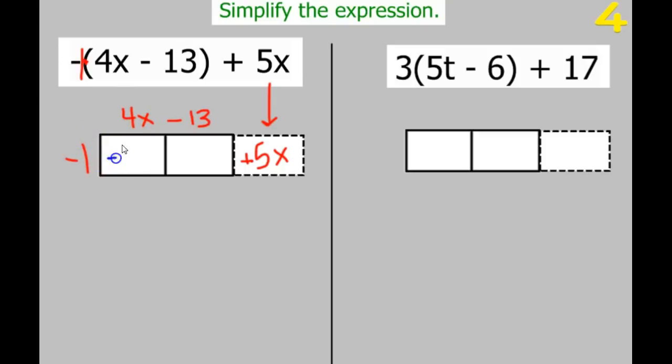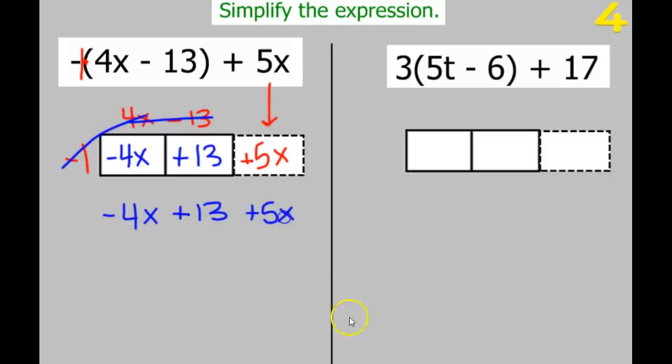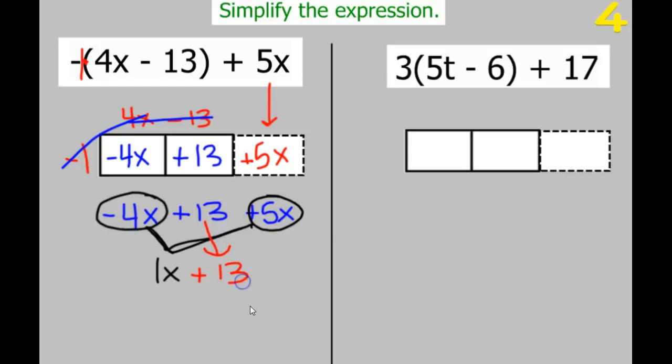So negative 1 times 4 is negative 4x. A negative times a negative makes a positive. 1 times 13 is just 13. So we're done with those. Negative 4x plus 13 plus 5x. Some of you can combine it right from here, that's fine. We have a negative 4 and a positive 5. There's more positives, just combining these together. There's one more positive, 5 minus 4 is 1, so we have 1x. 13 can't combine with anything else, so just plus 13.